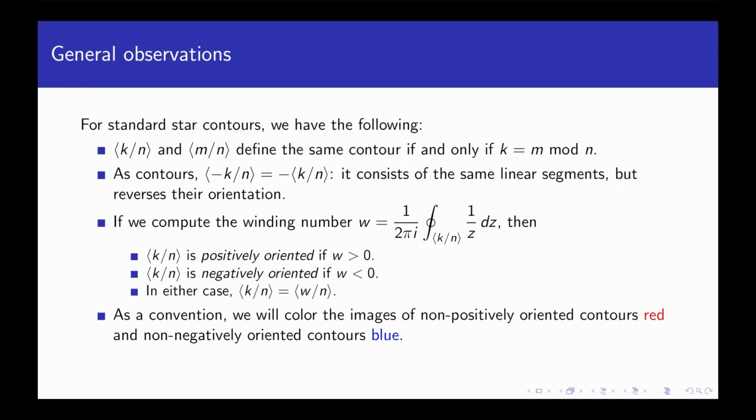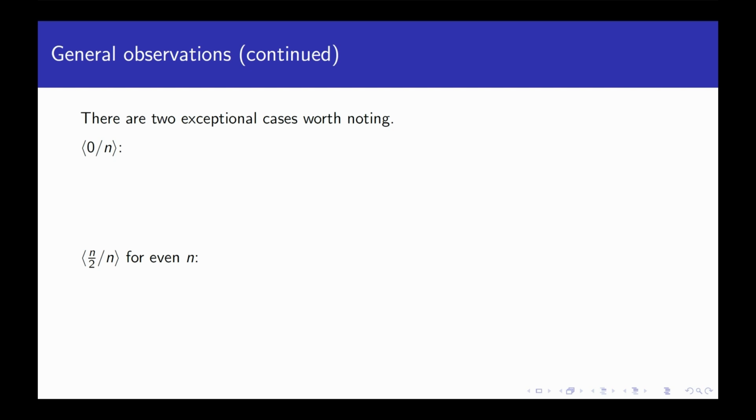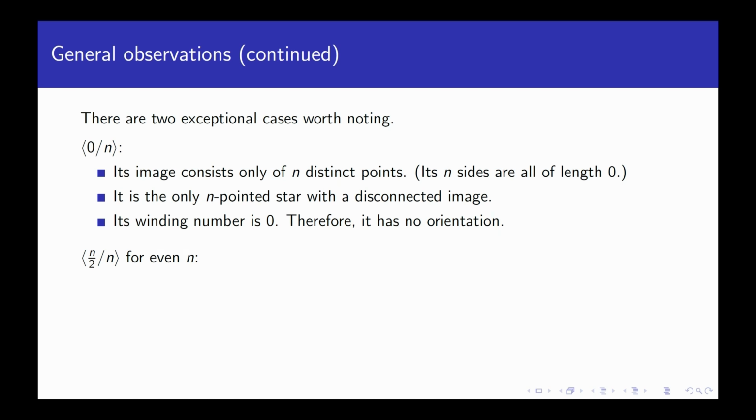When I draw pictures too, I'm going to have negatively oriented things be red, positively oriented things be blue. The red, that's the bad thing. You'll actually notice I put non-positive and non-negative in my pictures because there are two special case stars. The 0 n star, which just consists of the nth roots of unity. It's the only star contour that's a disconnected image. Its winding number is 0, so it doesn't have a positive or negative orientation.